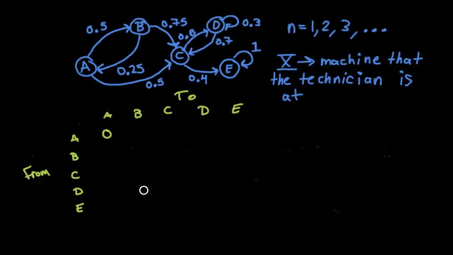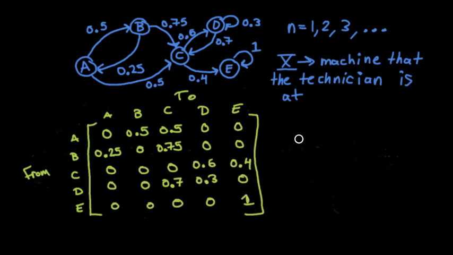All of the entries in this matrix are the conditional probabilities that we talked about earlier. The probability of going from A to B, 50%, 0.5. From A to C, 0.5. From A to D, well, eventually you'll get there, but we're only concerned about one step. Remember Markov's assumption. So A to D, zero. A to E, zero. And then we can do the same for these other ones.